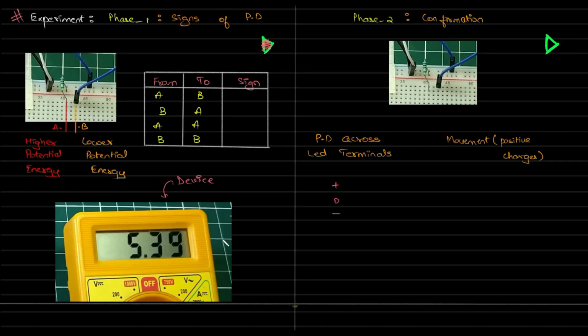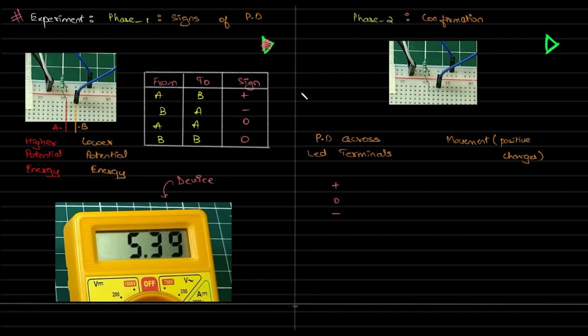Okay. I hope you guys observed that. If not, please go back to the video and observe this. When we move from A to B, we are looking at a positive potential difference. B to A, negative potential difference. Simple reason, A is at higher potential energy than B. Now, within A, since all of the points are at the same potential energy, the potential difference is zero. And within B, it's again zero. So there is no sign.